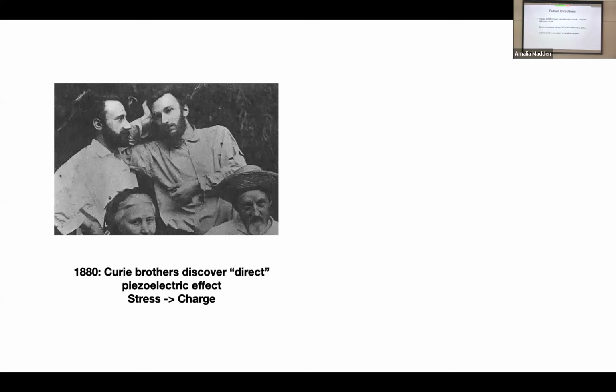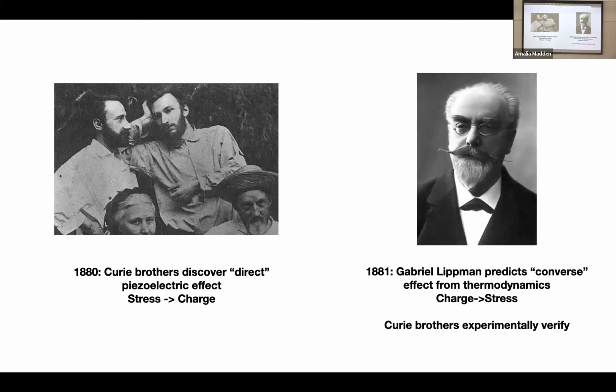Okay, we have a bit of time, so I'm going to tell you about the ferroaxionic effect. I'll tell you about some history. In the 1880s, the Curie brothers discovered the direct piezoelectric effect, which was a stress producing a charge. It took a whole year for people to realize that the piezoelectric effect went the other way, and you could make a stress from a charge, which the Curie brothers experimentally verified. We had the same realization with our experiment. A year later, we realized that we could go the other way.